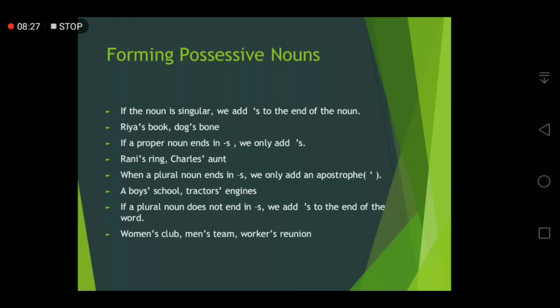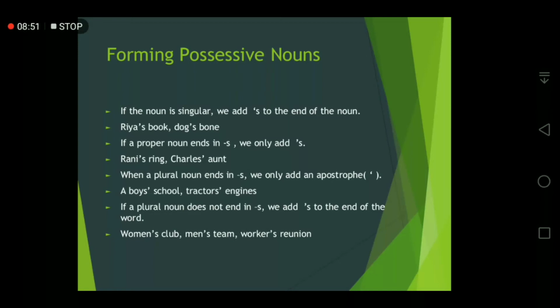Then, when a plural noun ends in s, we only add an apostrophe. Like I told you, if your plural noun ends with s, then you use the apostrophe. No need to add another s. Only use the apostrophe, like boys' school, tractors' engines. So here the boys and tractors are the plurals, so you only add the apostrophe, not the s.